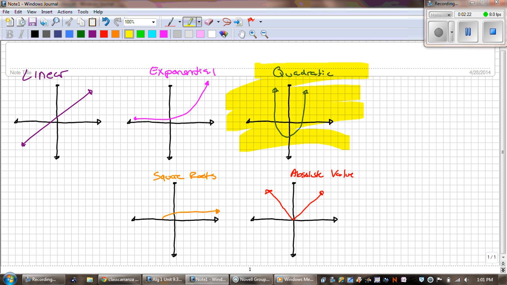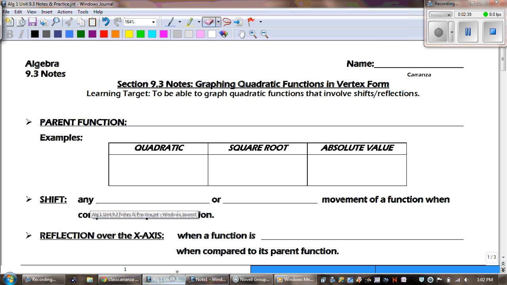If we're talking about a linear, you need to know, oh, it just goes left to right. It's on a diagonal, okay? Exponential, exponential growth or exponential decay. Those are things that you're going to just need to know, okay? So let's go ahead and get started on our notes.